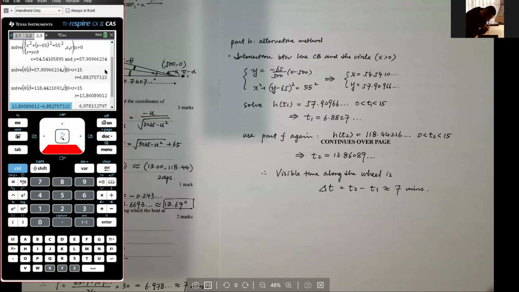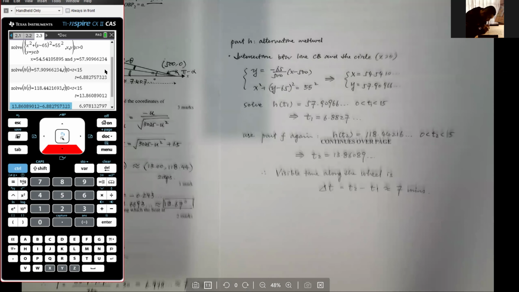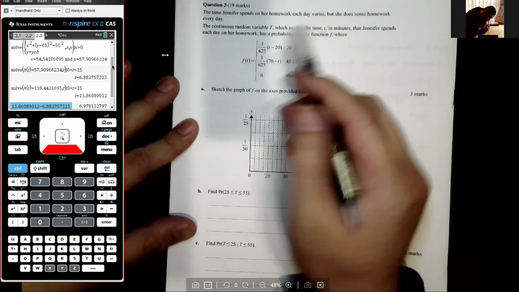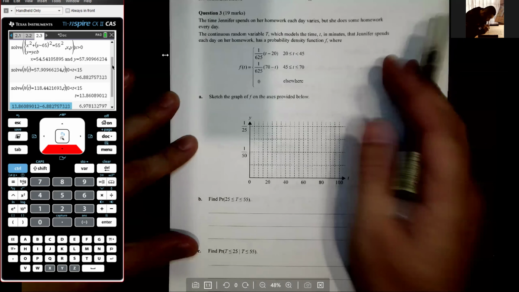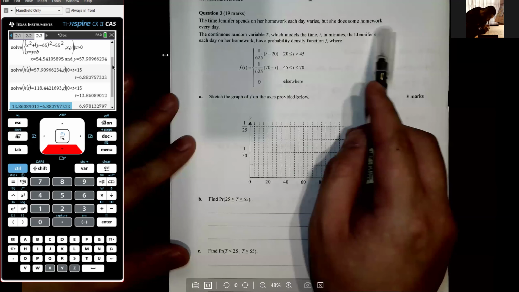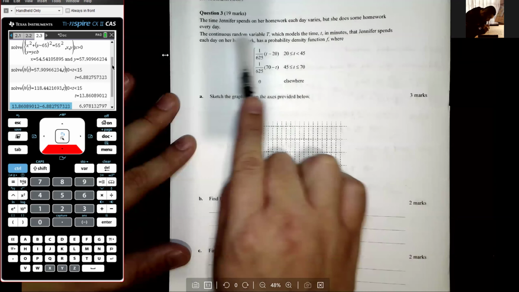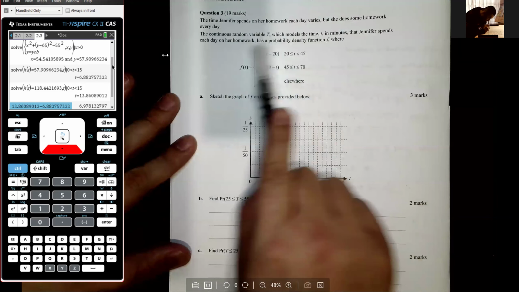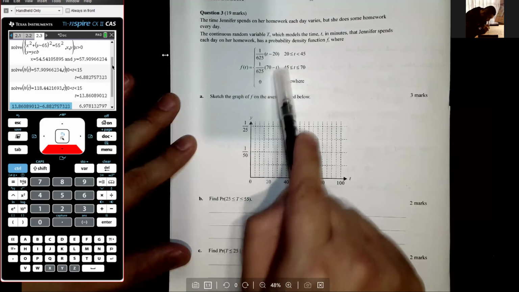Okay, so now we have 2 more extended response questions to go. So let's have a look at the next one. Okay, question 3, 90 marks. The time Jennifer spends on her homework each day varies, but she does some homework every day. The continuous random variable t, which models the time that Jennifer spends each day on her homework, has a probability function, like a linear function, and a 0.